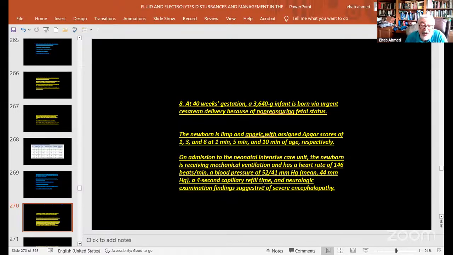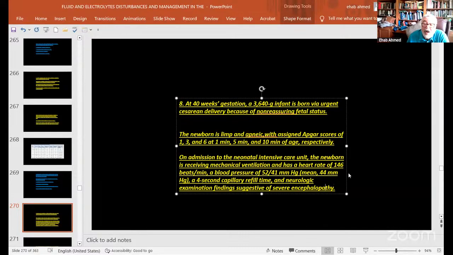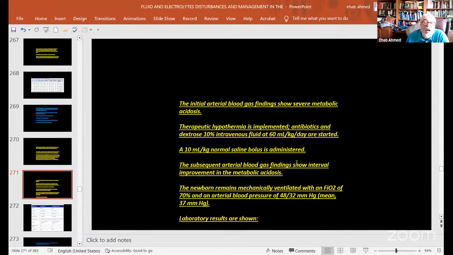4 seconds capillary refill time, so the baby is still shocky. Neurologic examination findings suggestive of severe encephalopathy. This is HIE. The initial arterial blood gas findings show severe metabolic acidosis. Yes, this is HIE. Therapeutic hypothermia implemented, antibiotics and dextrose 10% given IV at a rate of 60 cc per kg per day. A 10 milliliter per kg normal saline bolus is given. Subsequent arterial gas findings are shown with an interval, as we are going to see.